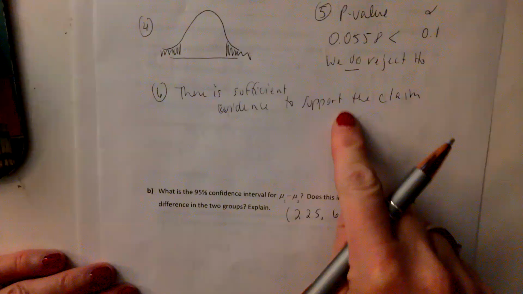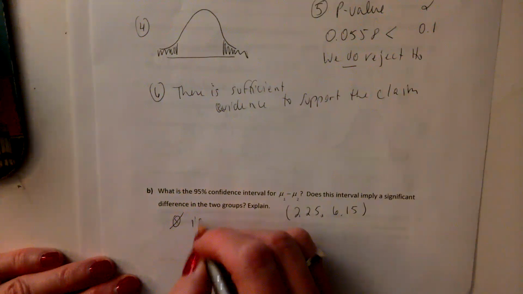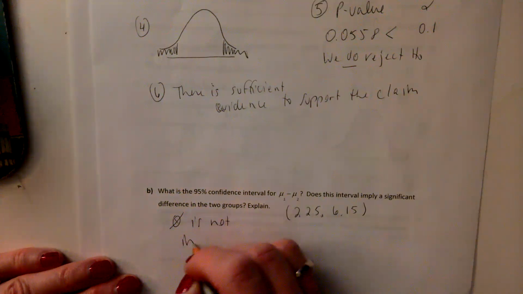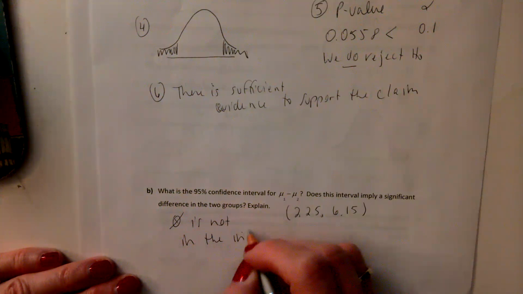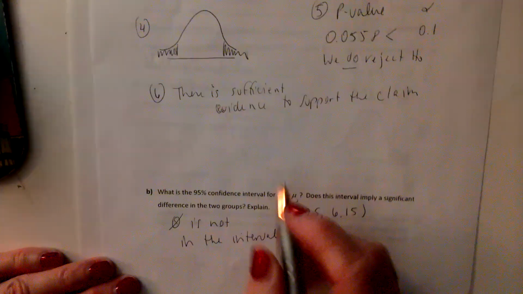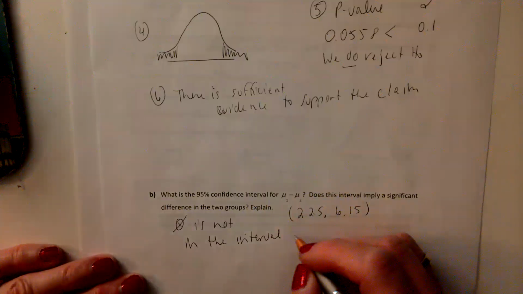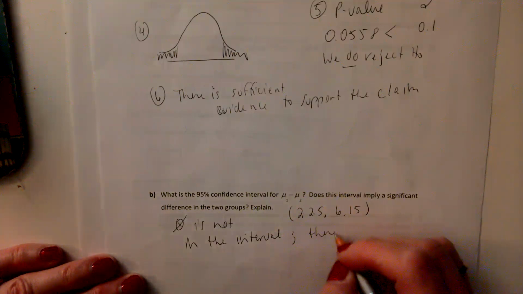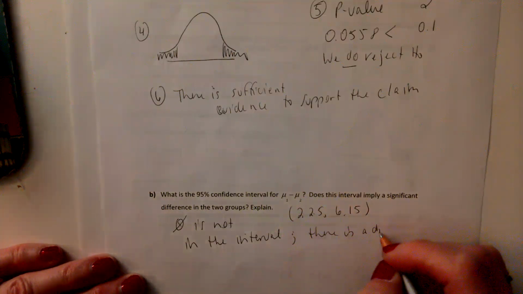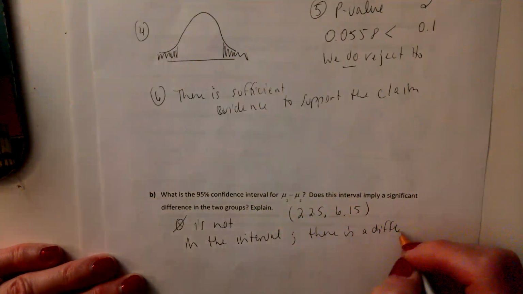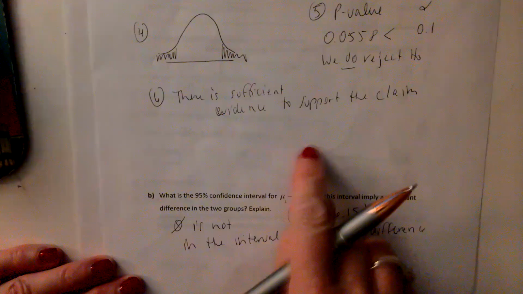And this one again matches our hypothesis test because 0 is not in the interval. And if there were no differences, then 0 would be in the interval. 0 is not in the interval, so that tells us that there is a difference. And that's exactly what we concluded with the hypothesis test up above. There is sufficient evidence to support the claim that there is a difference between the two populations.